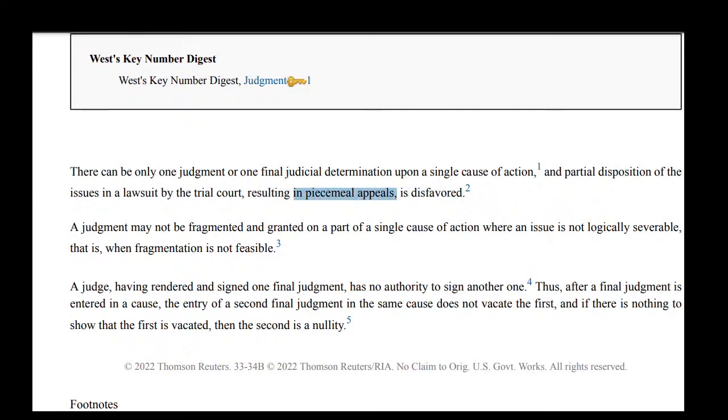Piecemeal appeals, I like that. A judgment may not be fragmented and granted on a part of a single cause of action, where an issue is not logically severable. That is, when fragmentation is not feasible. A judge having rendered and signed one final judgment has no authority to sign another one. Thus, after a final judgment is entered in a cause, the entry of a second final judgment in the same cause does not vacate the first. And if there is nothing to show that the first is vacated, the second is a nullity.